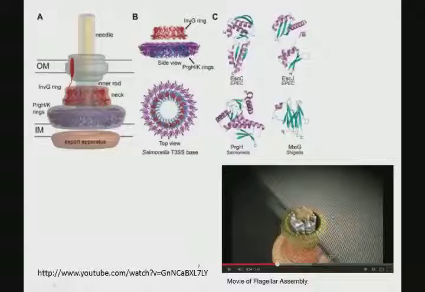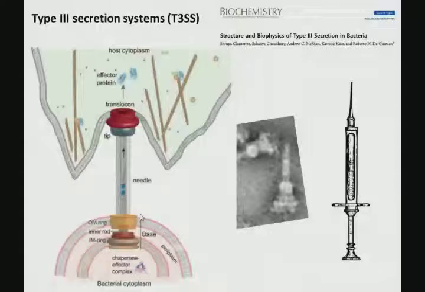Yeah. Oh, sorry, but just the needle in a T3 secretion system. Did it actually change the shape of the outer cell membrane of the host? Oh, I see. No, probably not. It's a bad depiction.